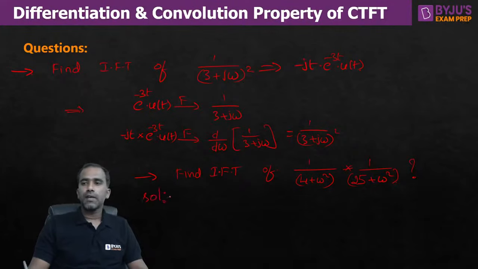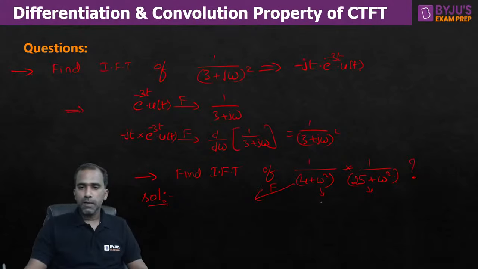Fine, let's find it. The inverse Fourier transform of this one: this convolution is difficult to find. Instead of doing convolution, we can do multiplication in the time domain. We are being asked to find the inverse Fourier transform, right? If you know the inverse Fourier transform of this function and this function separately, then we can find the inverse Fourier transform of the total function also. What is the inverse Fourier transform of this part?